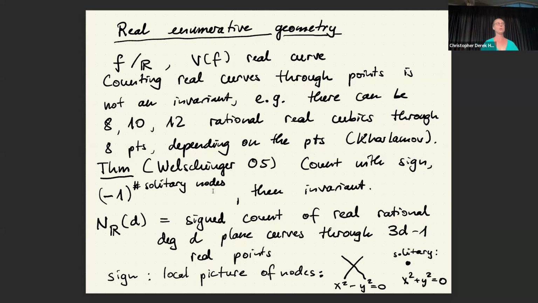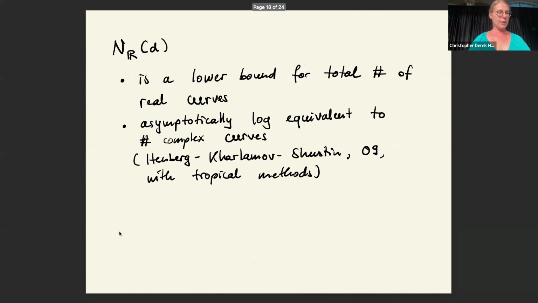And Welschinger proved that if you do this, then you actually get an invariant. So the N_R of D, which is just a variant of the counting problem I introduced for the complex numbers, is the sign count of real rational degree D plane curves through 3D minus 1 real points. Okay, now you might wonder, how reasonable is it to just count with signs? What is that good for if I'm actually interested in counting curves, right? But the answer is this N_R of D.